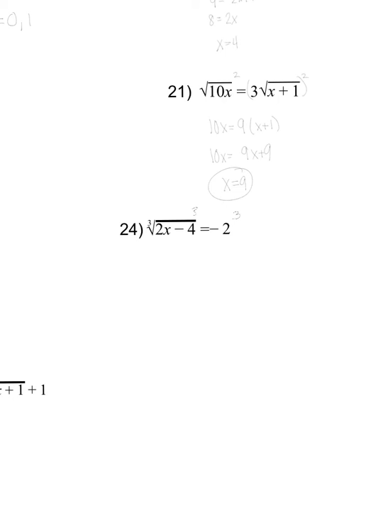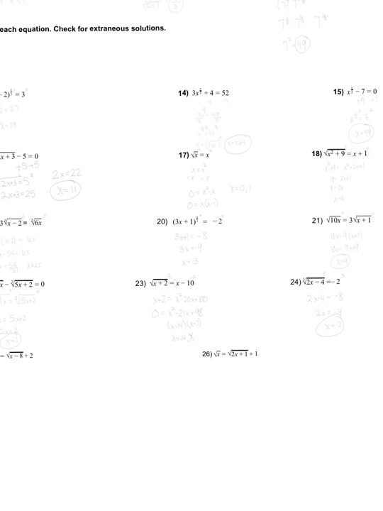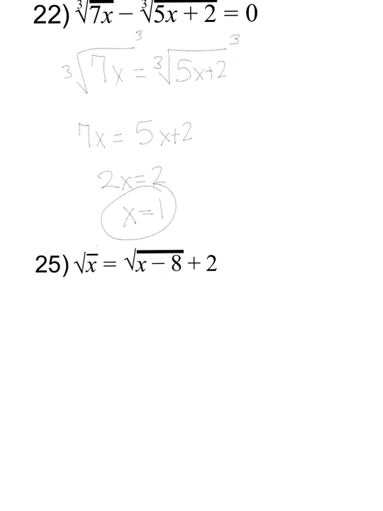24, we're going to cube both sides. 2x minus 4 equals -8. 2x equals -4. X equals -2. 25, we're going to square both sides. Now this is that wonderful FOIL on that right-hand side.